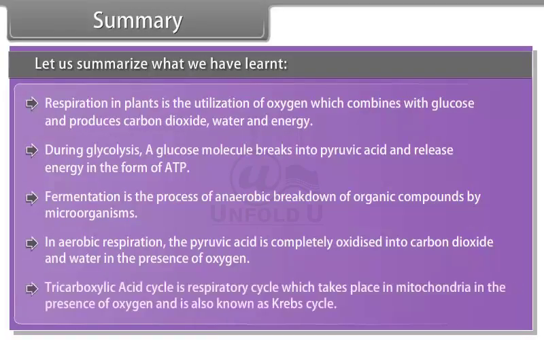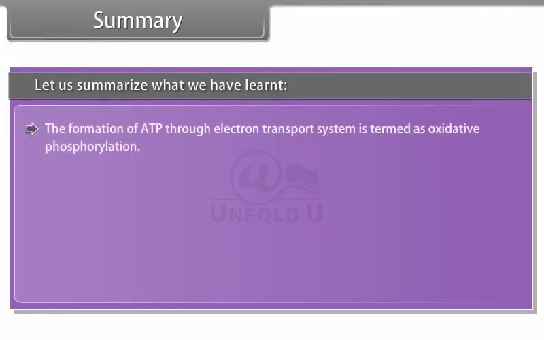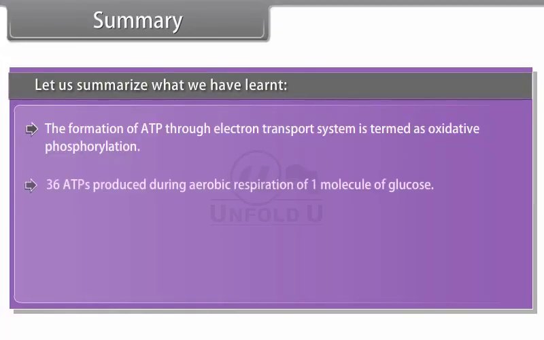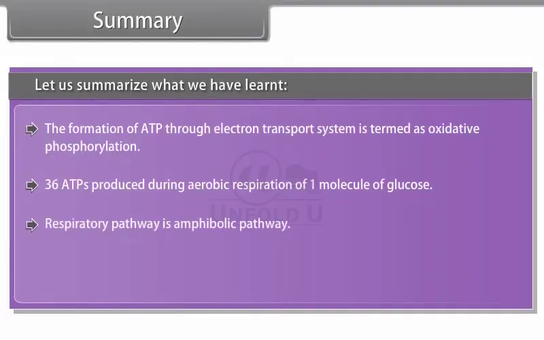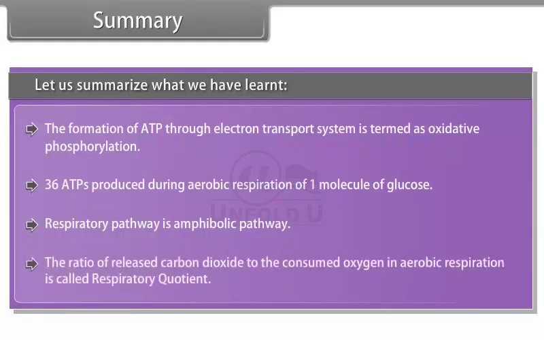Tricarboxylic acid cycle is the respiratory cycle which takes place in mitochondria in the presence of oxygen and is also known as Krebs cycle. The formation of ATP through electron transport system is termed as oxidative phosphorylation. 36 ATPs are produced during aerobic respiration of one molecule of glucose. Respiratory pathway is an amphibolic pathway. The ratio of released carbon dioxide to the consumed oxygen in aerobic respiration is called respiratory quotient.